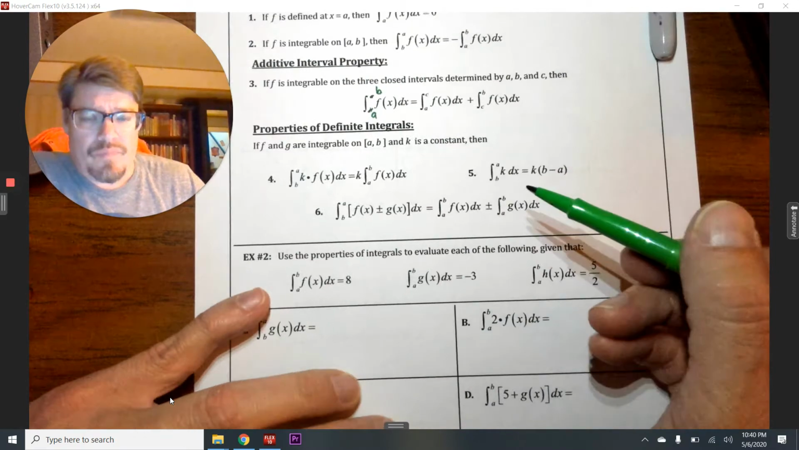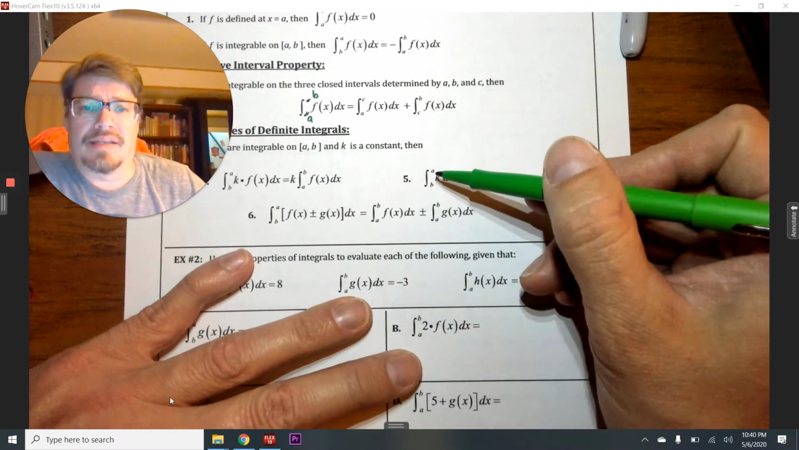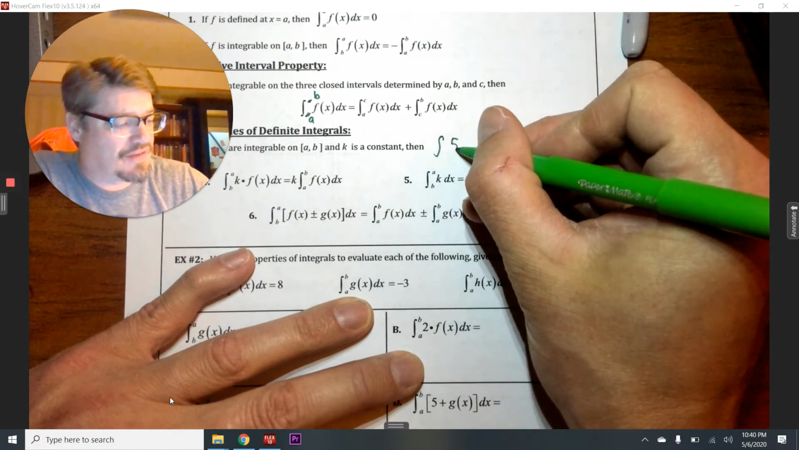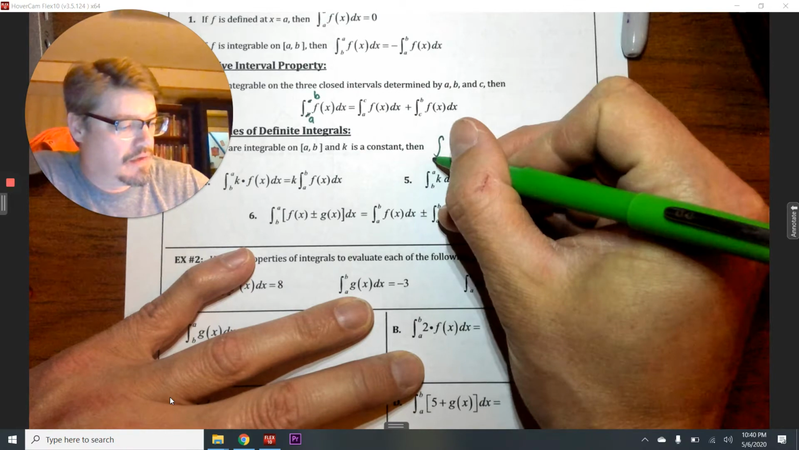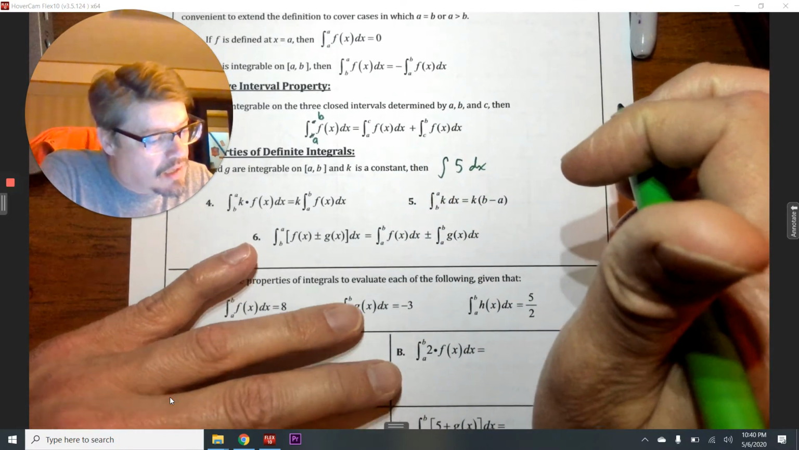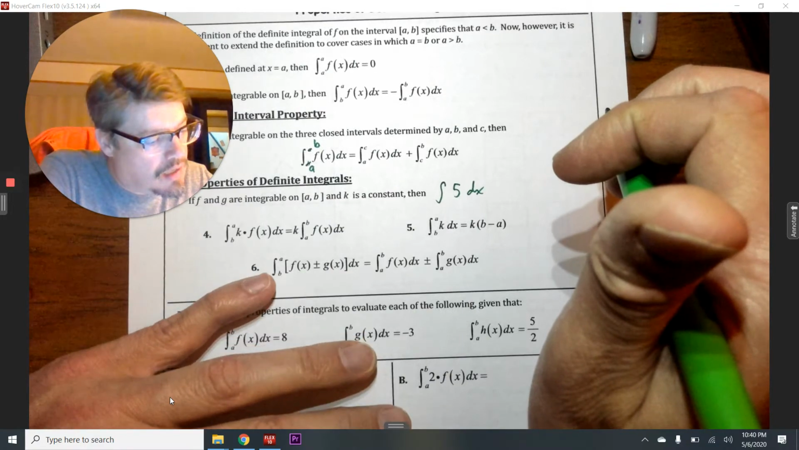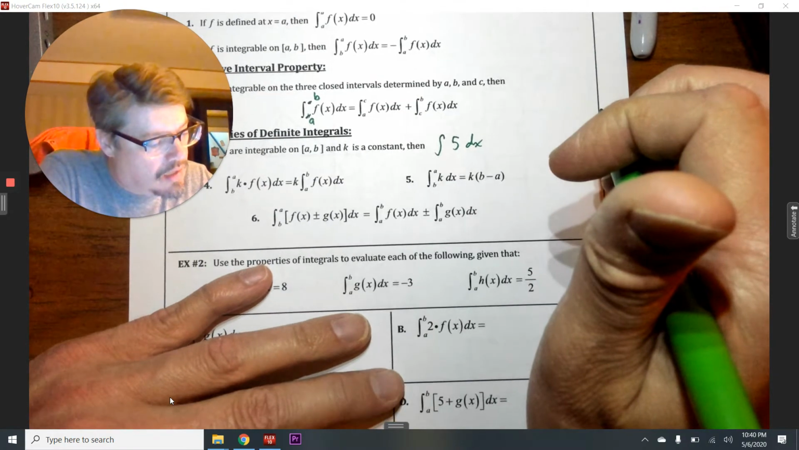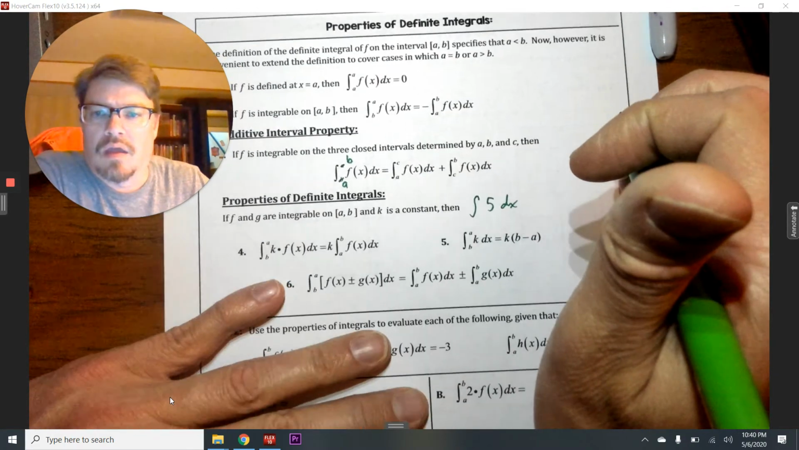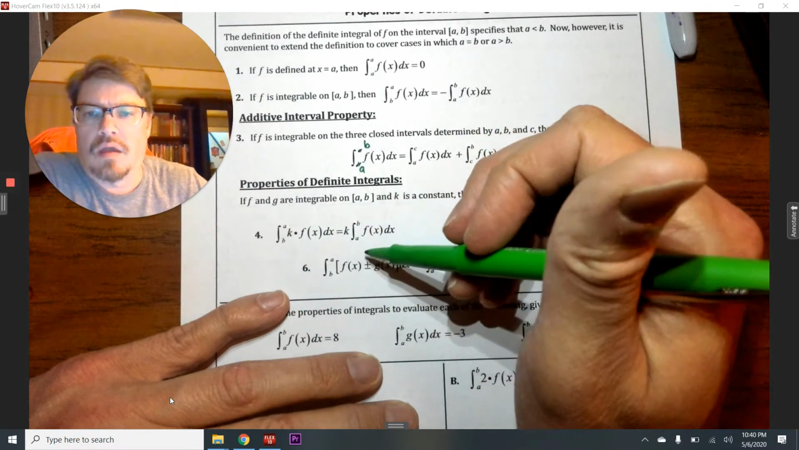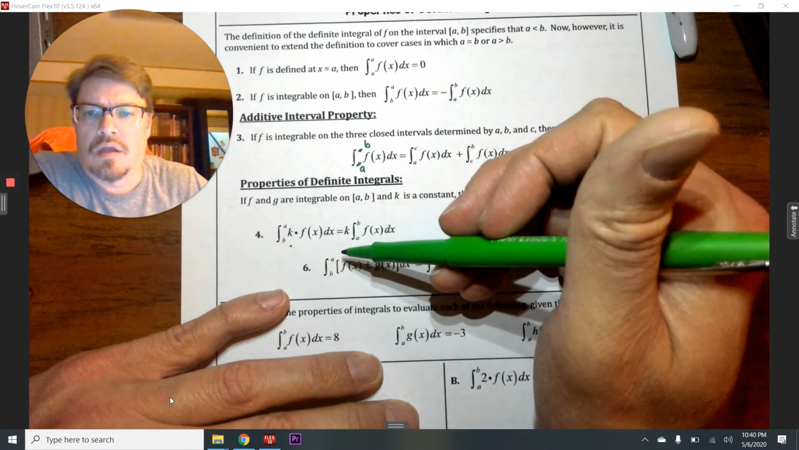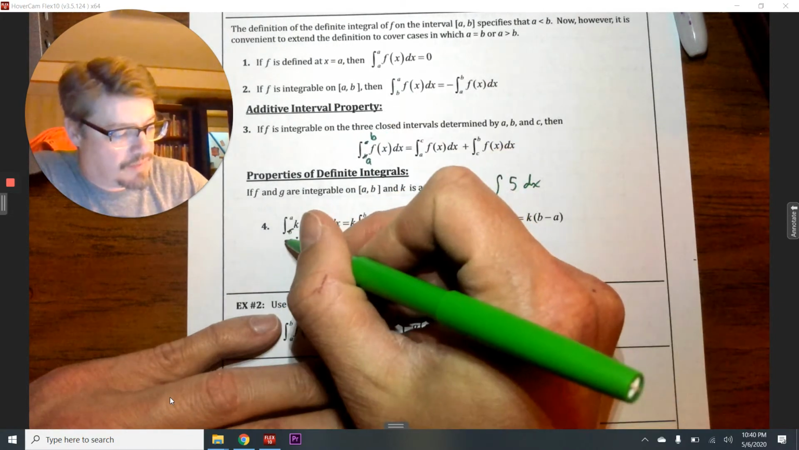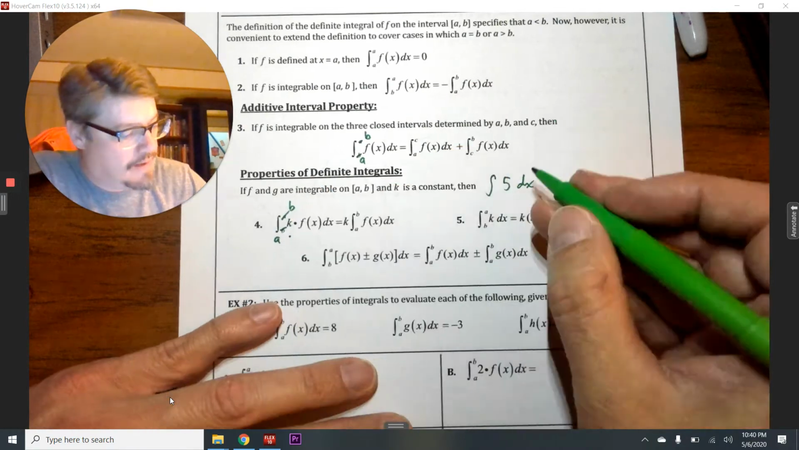For number 5, this one is interesting because what if I had some constant k, and let's just say it's 5? And I'm going from, wait a minute. Where are they going from? Why are they switching? Okay, A to B. This is another typo.